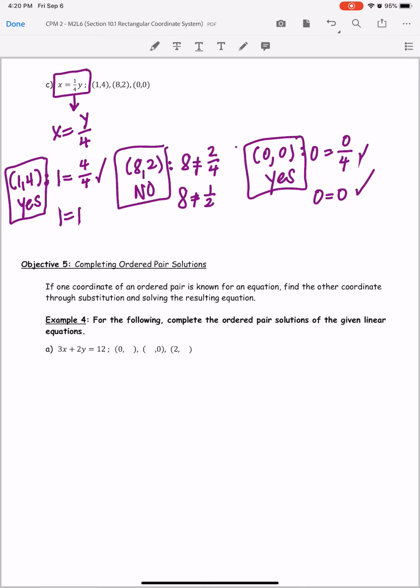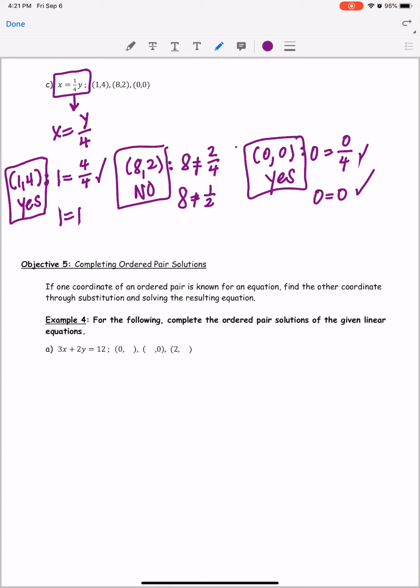Okay, so example 4 here is what I was more thinking of that we had. It says here, if one coordinate of an ordered pair is known for an equation, find the other coordinate through substitution and solving the resulting equation. So they're going to give you half of an ordered pair. Because they give you the first number here, that means they're giving you x. So they're wanting you to solve for y. You are completing this ordered pair.